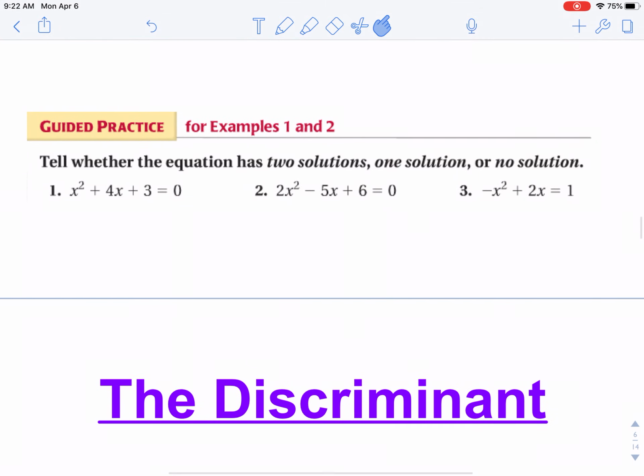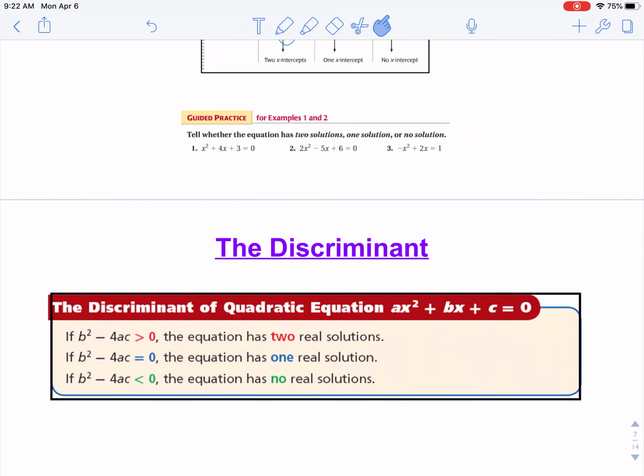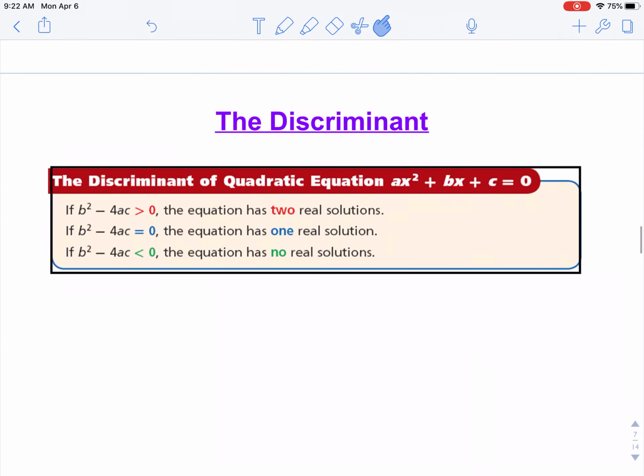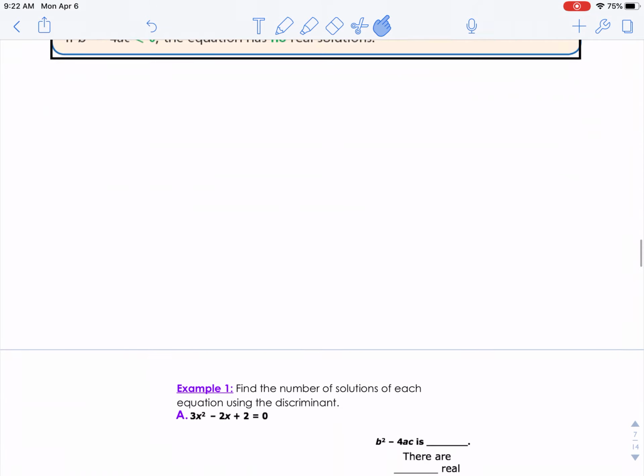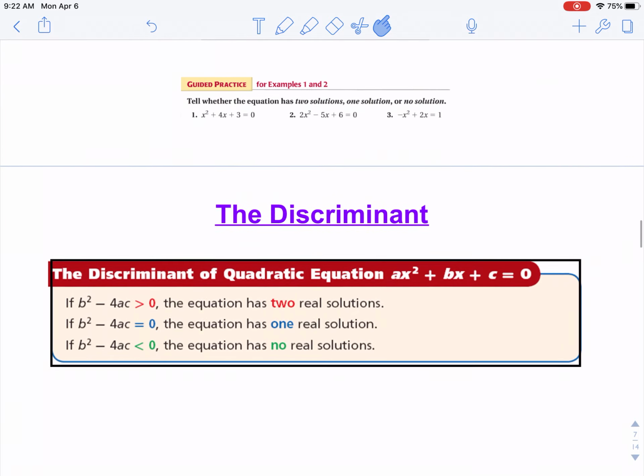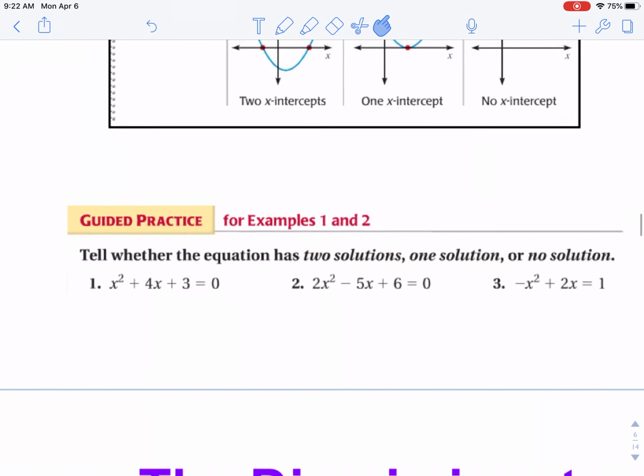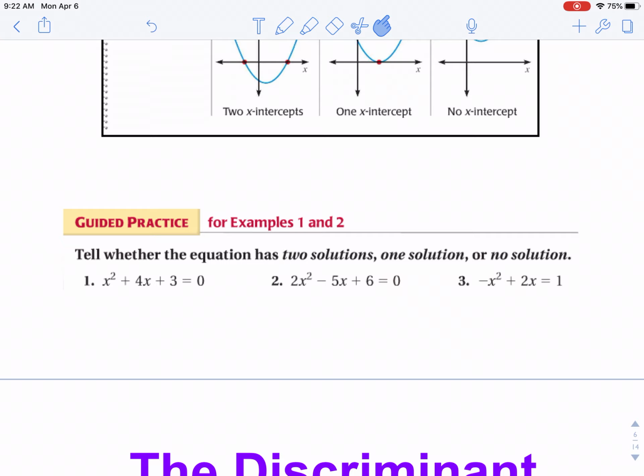These 3 examples you could try on your own. Here is just a summary chart. If you get a positive, if you get it equal to 0, if you get a negative, it's 2, 1, or no solutions. Let's try these. Try these on your own, actually, and then I'll give you the answers in the next video.